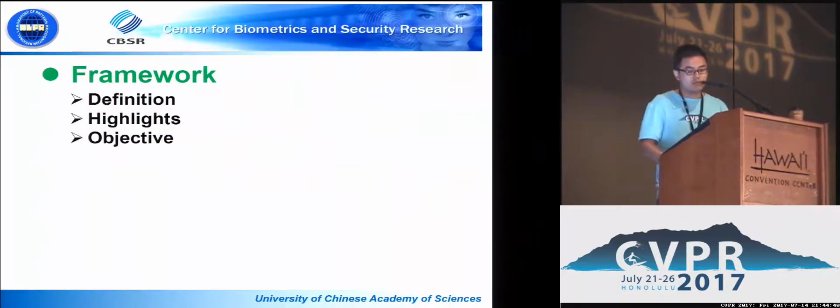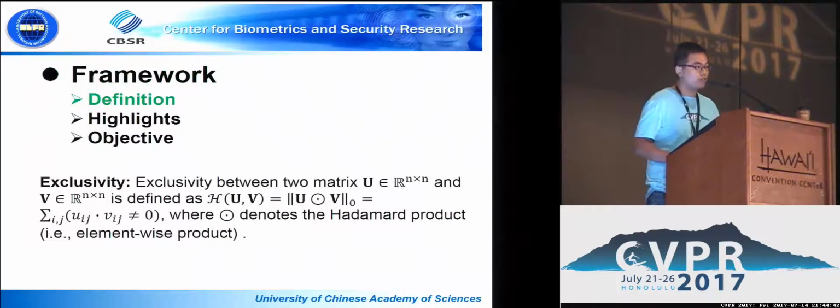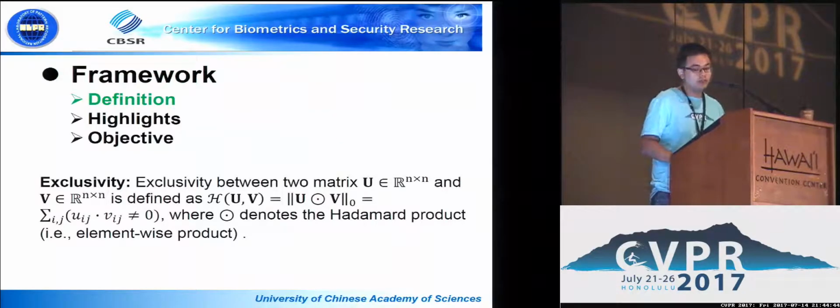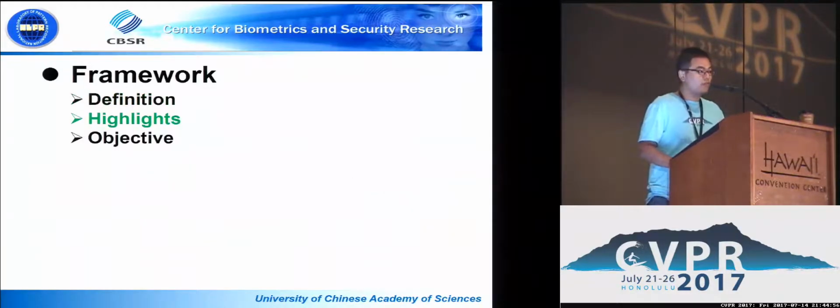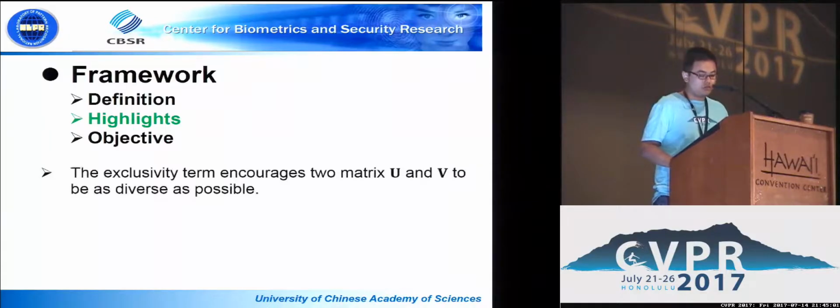The second part, framework. We first give the definition of our exclusivity. Exclusivity between two matrices U and V is defined as the zero norm of U Hadamard V. From the definition, we can summarize two highlights. The first one is that the exclusivity term encourages two matrices U and V to be as diverse as possible, such that it can be used to explore the complementary information between different views.